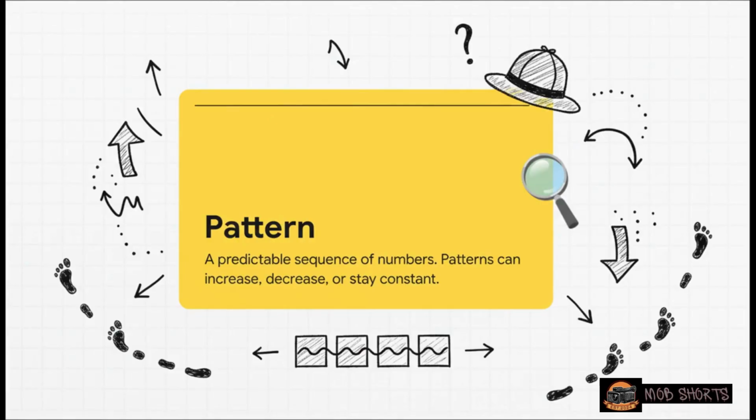So in Math Lit, a pattern is just a set of numbers that follows a clear, predictable rule. Your job is to be the detective who figures out what that rule is. It doesn't matter if the numbers are going up, going down, or staying exactly the same. There's always a rule you can find.